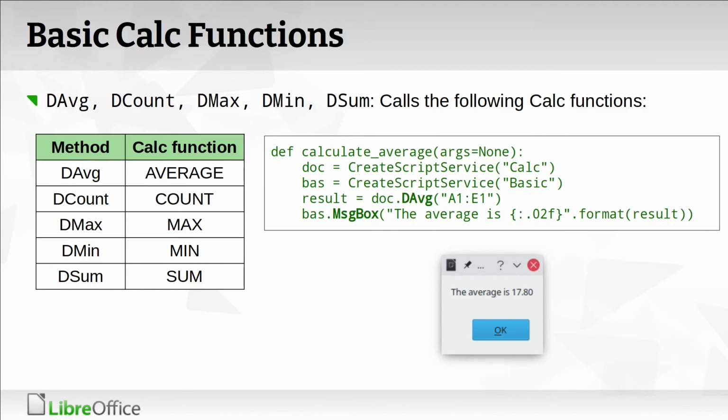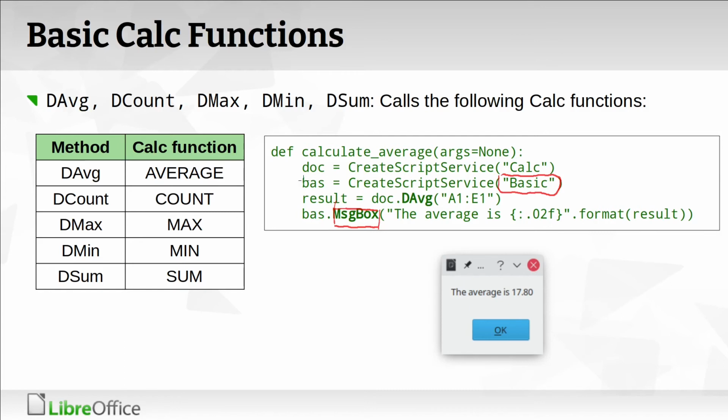We are now going to discuss these D methods, that are used to quickly call Calc functions that are very common, which are average, count, max, min, and sum. So the names of the methods are davg, dcount, dmax, dmin, and dsum. So it's very simple. And here I also created an instance of the basic service to be able to call a message box from within a Python script.